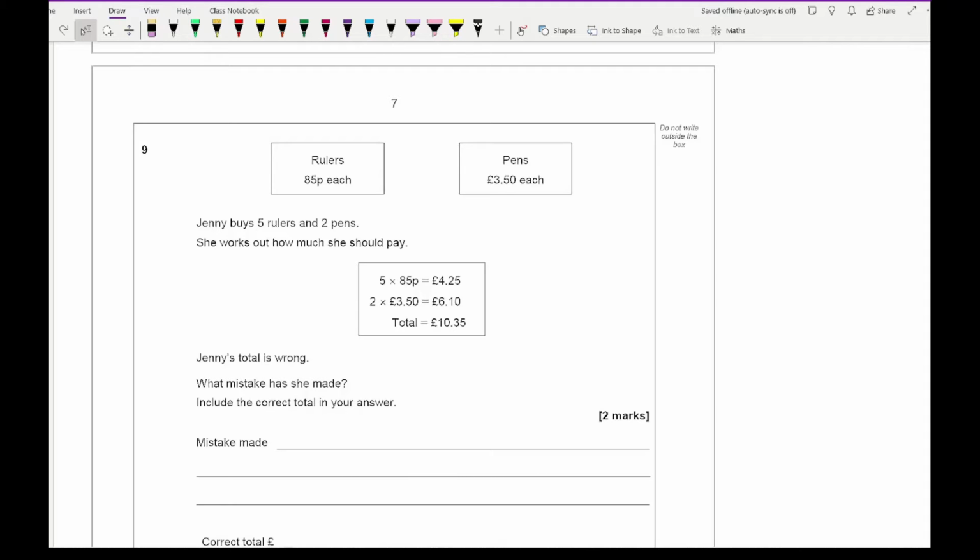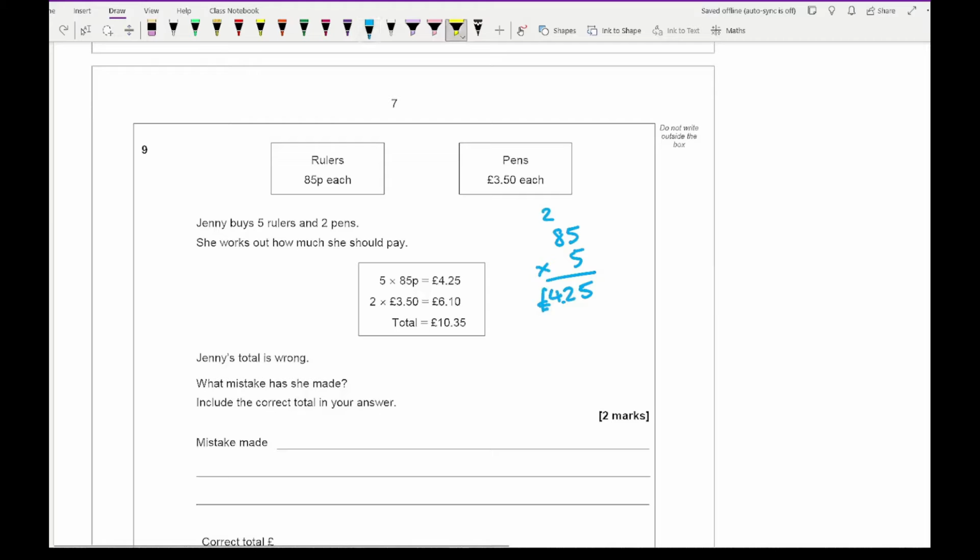Now here we want to check, is 5 times 85 £4.25? So let's just double check. So let's have a look. So 85 times 5. So 5 times 5 is 25. 5 times 8 is 40, plus 2 is that. So yes, she's correct. So that amount is correct.